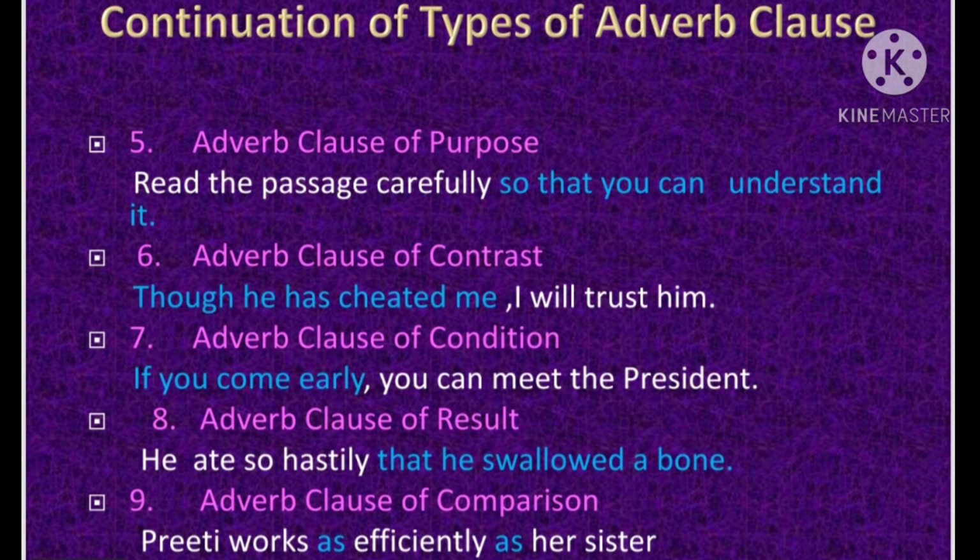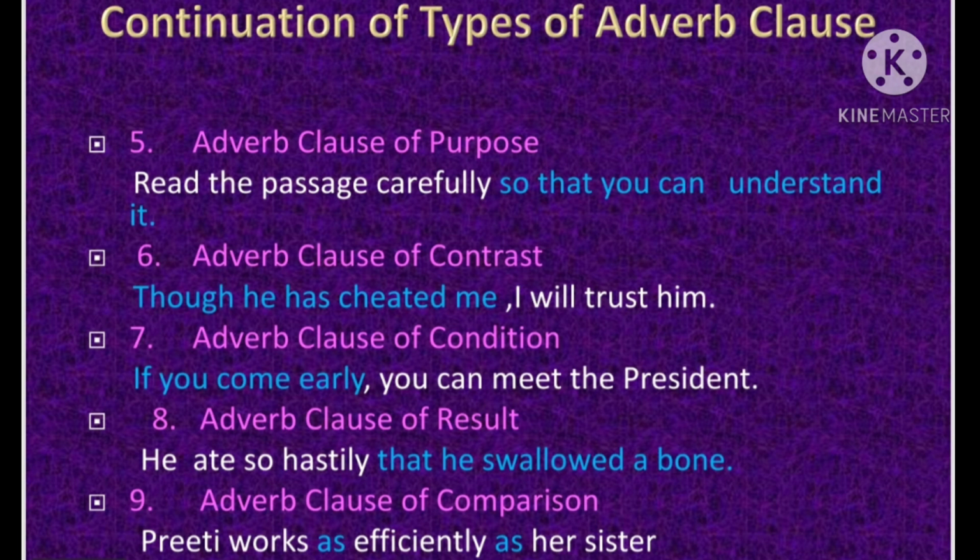Now the next type, children, adverb clause of contrast. Though he has cheated me, I will trust him. Though he has cheated me, adverb clause of contrast. I will trust him, main clause. Though is the subordinator, and the subordinate clause is modifying the verb will trust in the main clause.